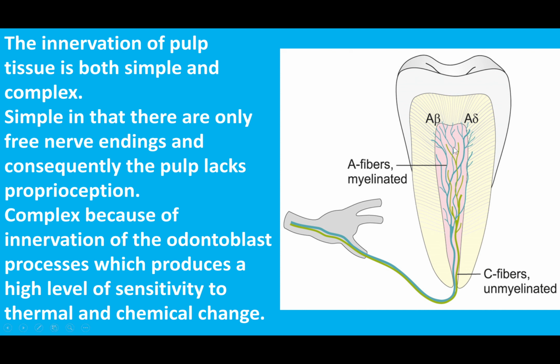As you can see there, the innervation is to the odontoblast. There is much innervation to the odontoblast, which produces a high level of sensitivity as odontoblasts extend in the dentinal tubules. So when the innervation is to odontoblasts, that increases the sensitivity to thermal and chemical change, especially when the enamel is changed due to any cause like caries or trauma. Because when the enamel is thin, there is a high level of sensitivity to thermal and chemical changes.